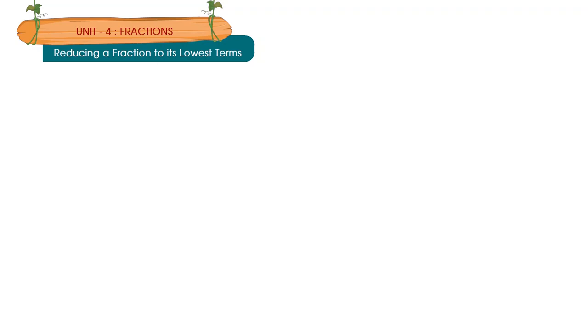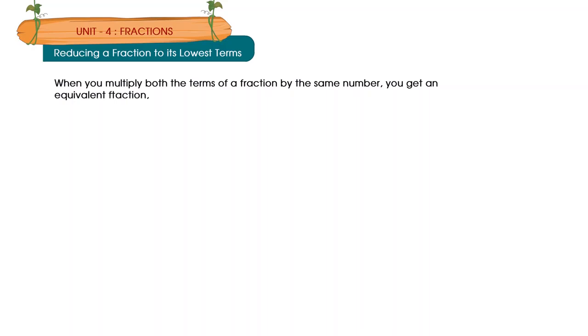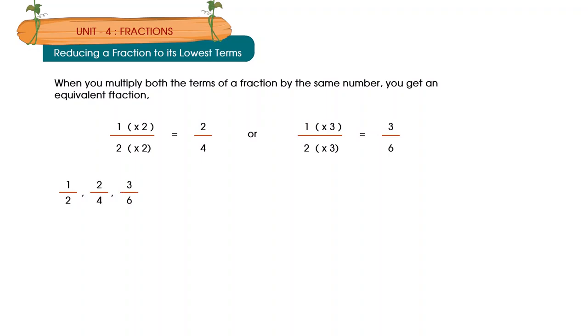Reducing a fraction to its lowest terms. When you multiply both the terms of a fraction by the same number, you get an equivalent fraction. 1 into 2 by 2 into 2 is equal to 2 by 4, or 1 into 3 by 2 into 3 is equal to 3 by 6. 1 by 2, 2 by 4, 3 by 6 are all equivalent fractions, but 1 by 2 is the fraction with least digits.